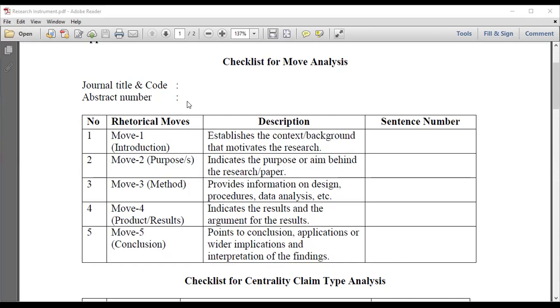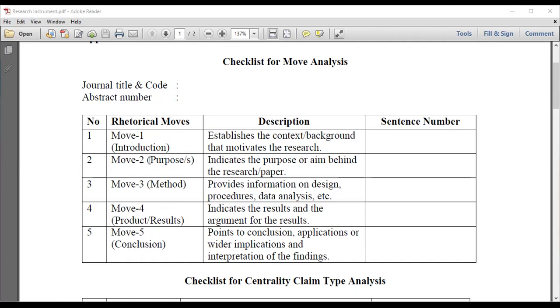So you only find, in the abstract, what moves are available, what moves are found in the abstract. And the order is like this. Yeah, most of the time.